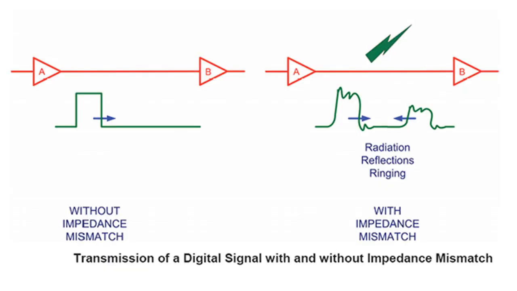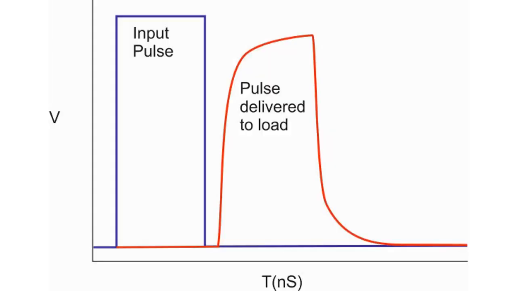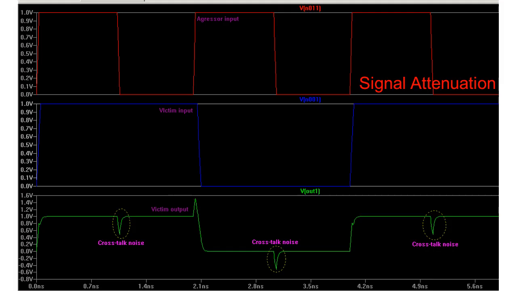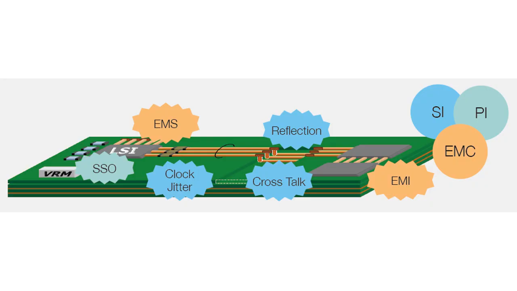Signal degradation due to uncontrolled line impedance. Signal degradation due to line impedance discontinuities. Signal degradation due to propagation delay. Signal degradation due to signal attenuation. Crosstalk on one conductor due to other conductors. Issues caused by the power and ground distribution network. EMI and radiation from the system.